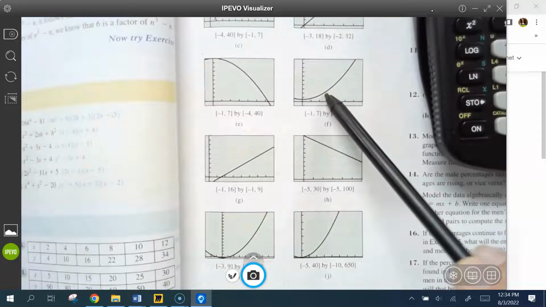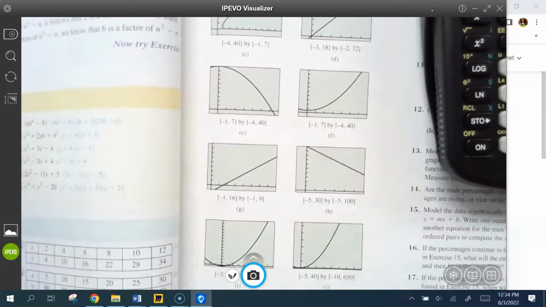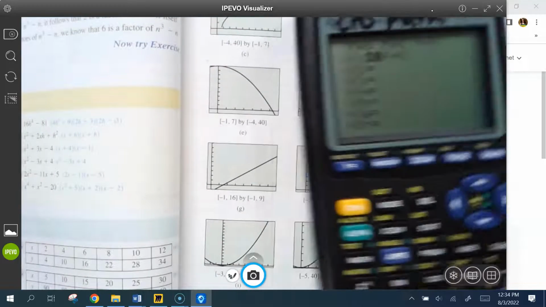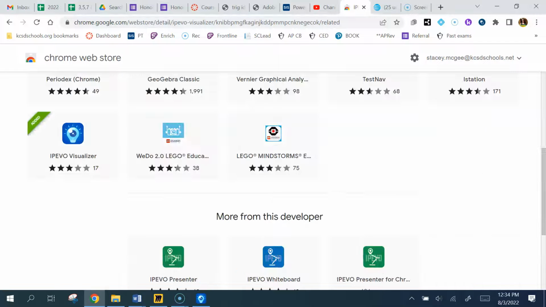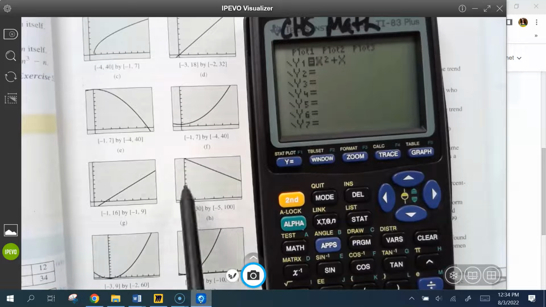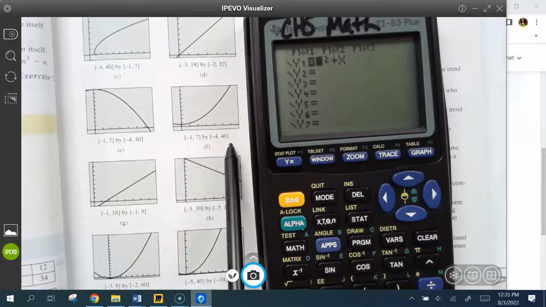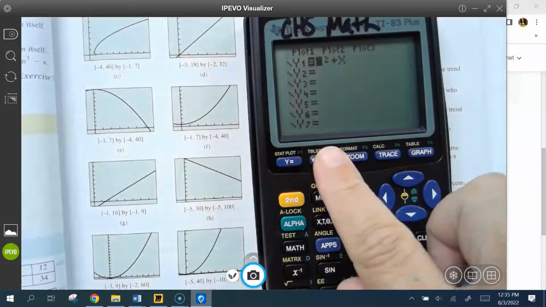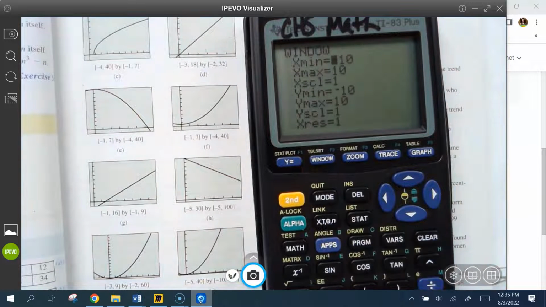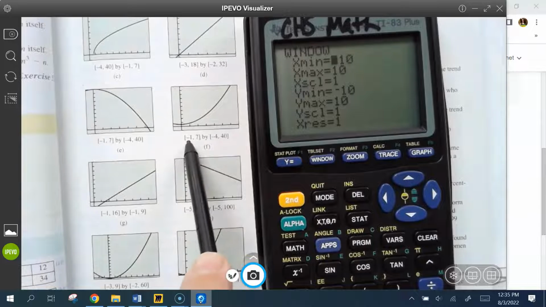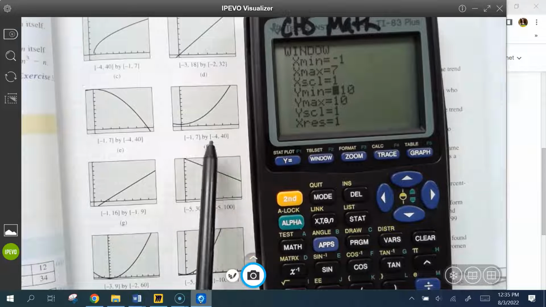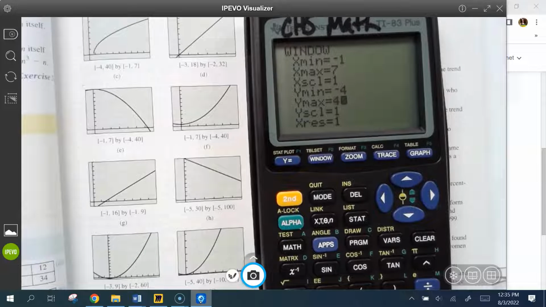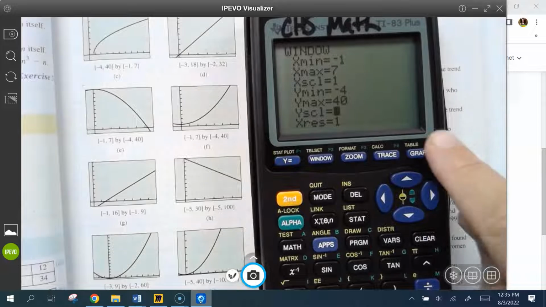So here's what I'm going to do. I'm going to start with F, and I'm going to take my calculator, and whenever I graph it, if I can get it all in here, see how this tells me that the window for F goes from -1 to 7 and -4 to 40. I'm going to hit the window button on my calculator, and I'm going to take X from -1 to 7, and then I'm going to take my Y from -4 to 40, and I'm going to hit graph.